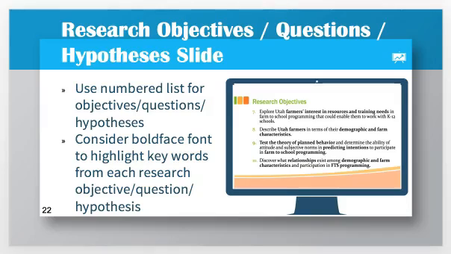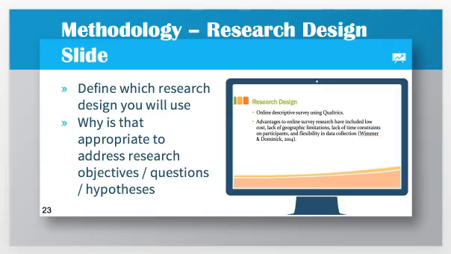So on this slide, we boldfaced farmers' interest in resources and training needs, test the theory of planned behavior, predicting intentions. We're looking at relationships of demographic and farm characteristics and participation of FTS programming. It's just a really great way to bring attention to important concepts that you want your committee members to remember.